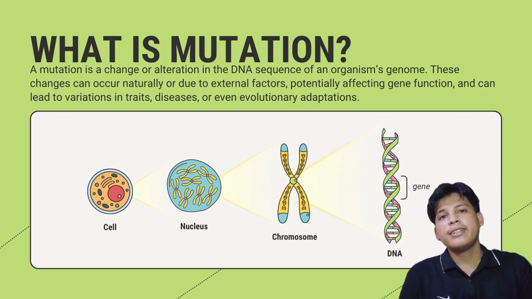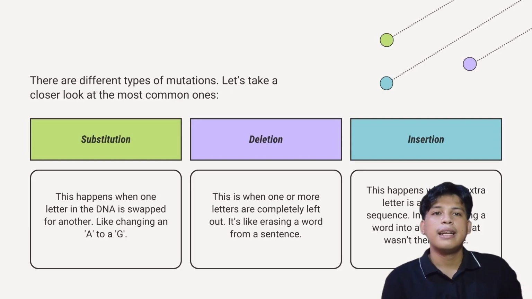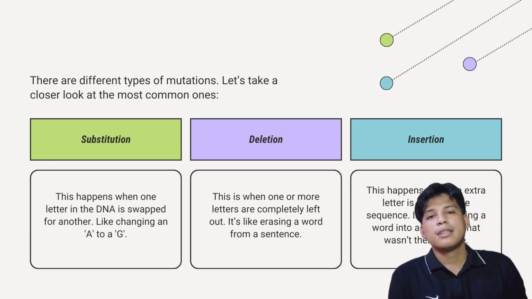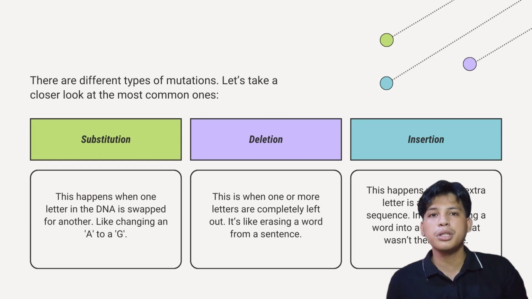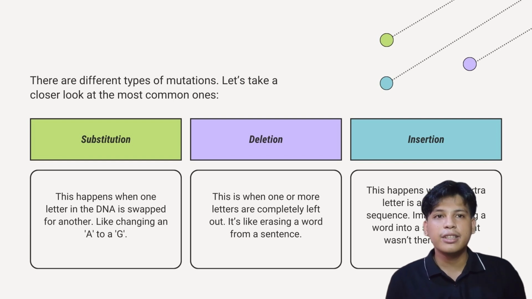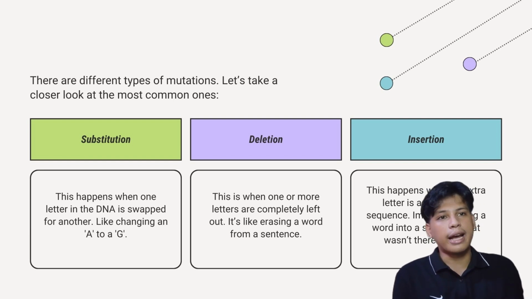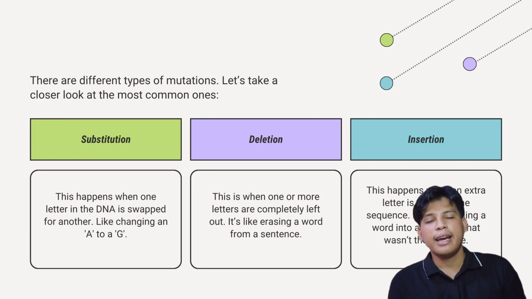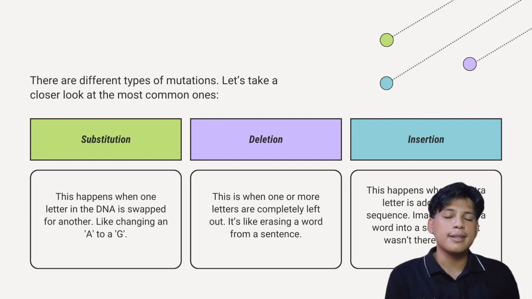Now, there are different types of mutations. Let's take a closer look at the most common ones. So first, we have the substitution. This happens when one letter of the DNA is swapped for another, like changing A to a G. Second one is the deletion. This is when one or more letters are completely left out. It's like erasing a word from a sentence.